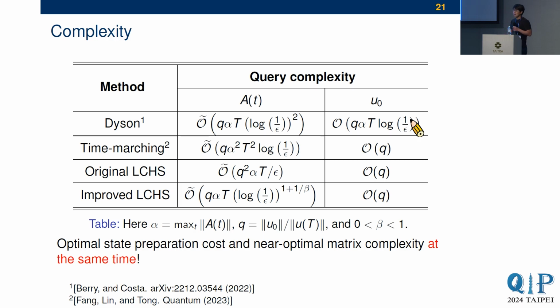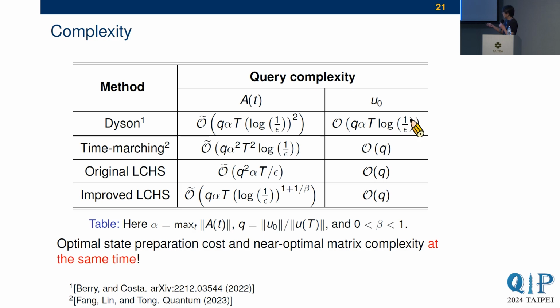Now you can compare with the state-of-the-art methods for solving linear differential equations. You have seen the truncated Dyson method. It is great in terms of query complexity with respect to time and A: it's linear in T, log 1 over epsilon squared, but it is not good with respect to the initial state preparation. Time marching is our method. It has near optimal state preparation cost, but here it is quadratic in T. No lower bound has been proven, but we think you need some fundamentally different idea to remove that T squared.